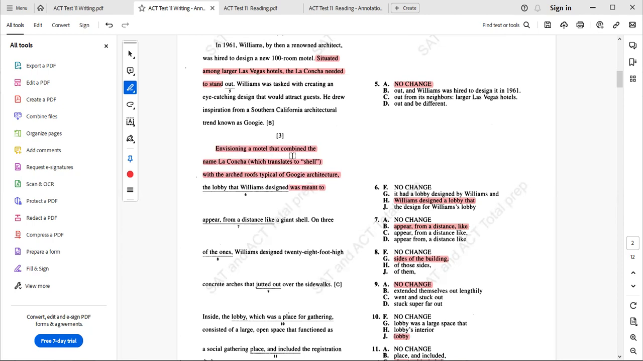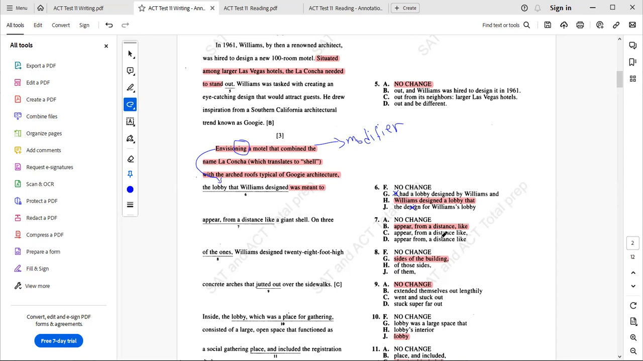Envisioning a model that combined the name La Concha, which translated to shell, with the arched roofs typical of Georgian architecture. Be careful, this is a modifier. Envisioning. Who is envisioning? Don't tell me the lobby. Don't say that the lobby is the one doing the envisioning, nor it, nor the design. The one envisioning is Williams. Clear, Dr. Ahmed?